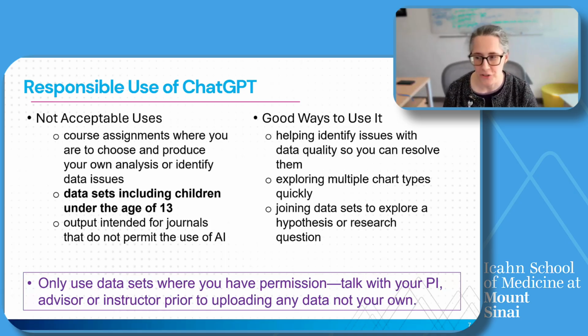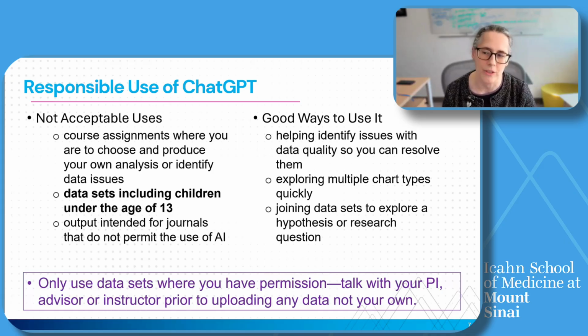We have a legal limitation in our agreement with ChatGPT and OpenAI, which is that we're not allowed to use data sets that include children under the age of 13. That's actually part of the agreement Mount Sinai signed with OpenAI, but OpenAI puts that forward out for many of its agreements. And then journals themselves, many of them do not permit the use of AI for creating. And so if you're intending your output to be used for those journals, then obviously using ChatGPT would not be an acceptable use.